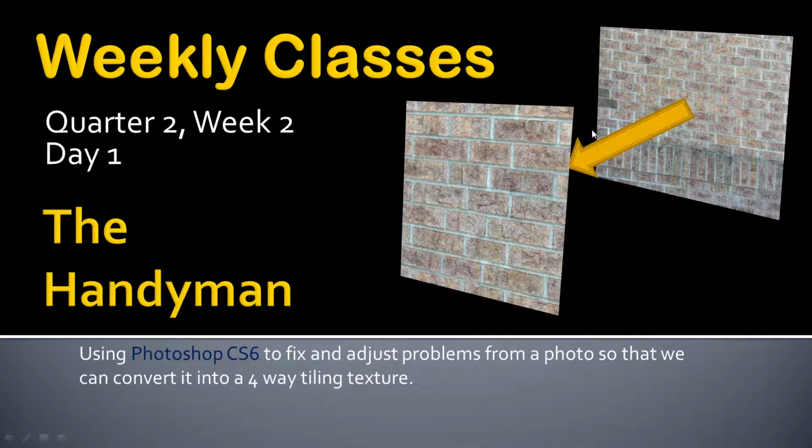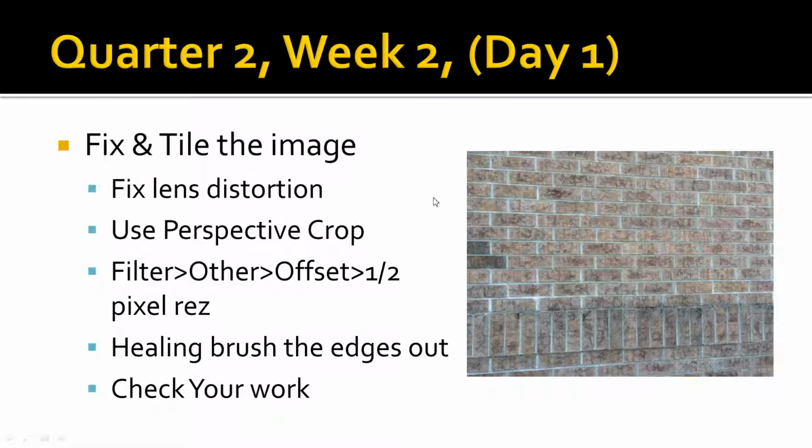Today is day 1, so we're actually just going to start by taking the image itself and turning it into a tileable map. In order to do that, we're going to fix any lens distortion. We're going to take this image and perspective crop. We're going to filter and offset. And then we're going to healing brush our edges out, and then we're going to check our work.